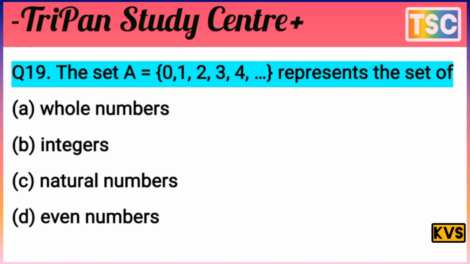The set A is equal to 0, 1, 2, 3, 4 and so on. It represents the set of A, whole numbers; B, integers; C, natural numbers; D, even numbers. That's important. The answer is whole numbers. Option A is correct here. Let's see the next question.